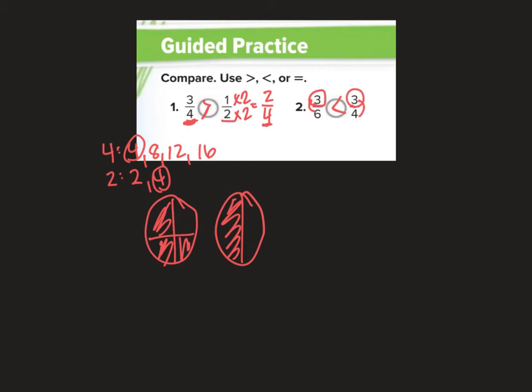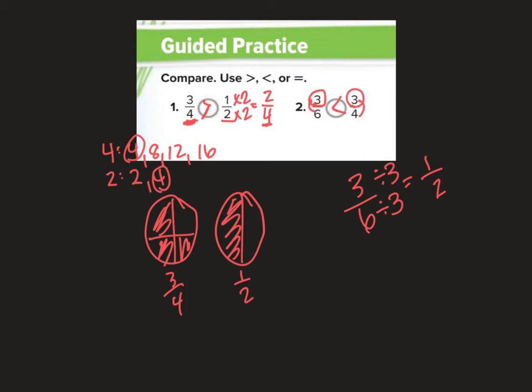Okay, and if I look at the fraction 3/6, I notice I can simplify that. I can divide it by 3, divide it by 3, and get 1/2. And we know again over here, we're comparing 1/2 to 3/4, so it's the same thing. Those sneaky book writers trying to trick us.